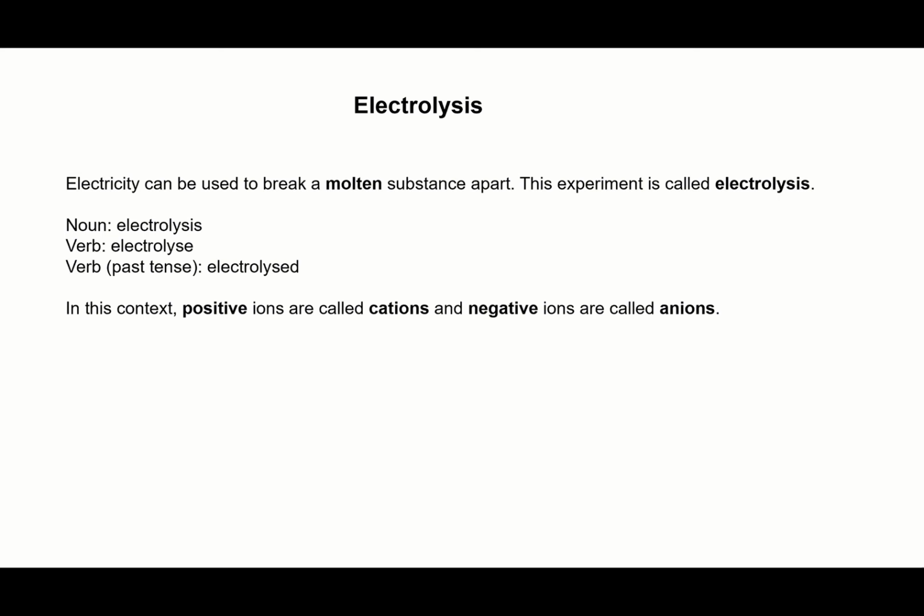In this context, positive ions are often called cations and negative ions are often called anions. Now, the way I remember that is the word cation. If you look at the T in the middle of that word, it looks a little bit like a positive sign. So that's the way I remember it. Cations, positive, anions, negative.